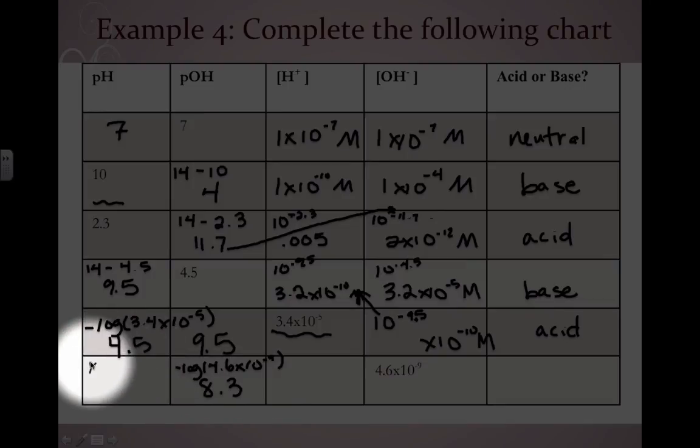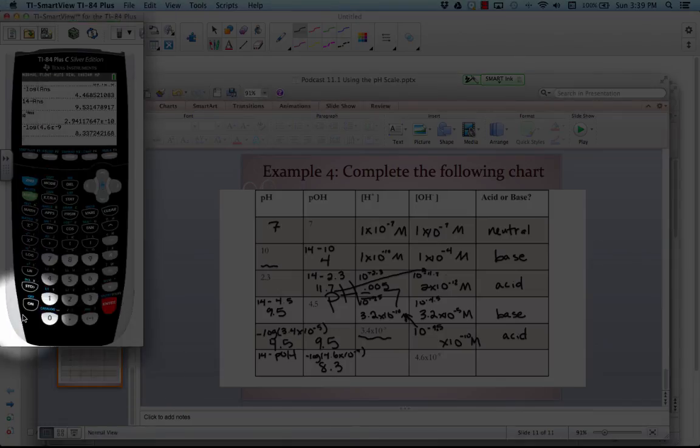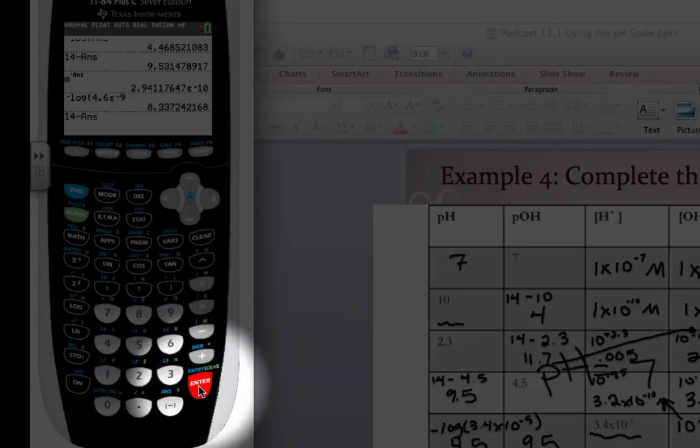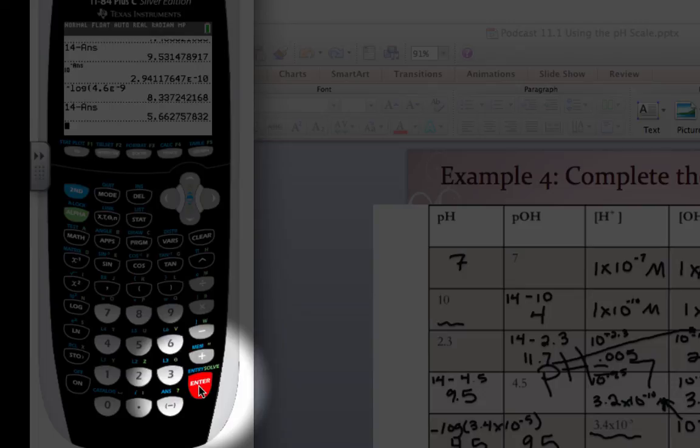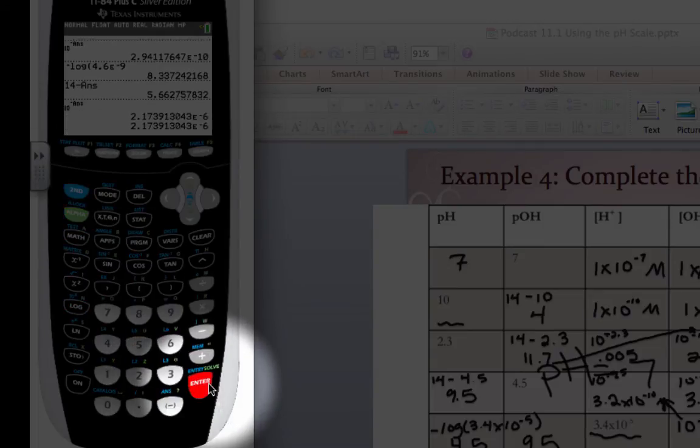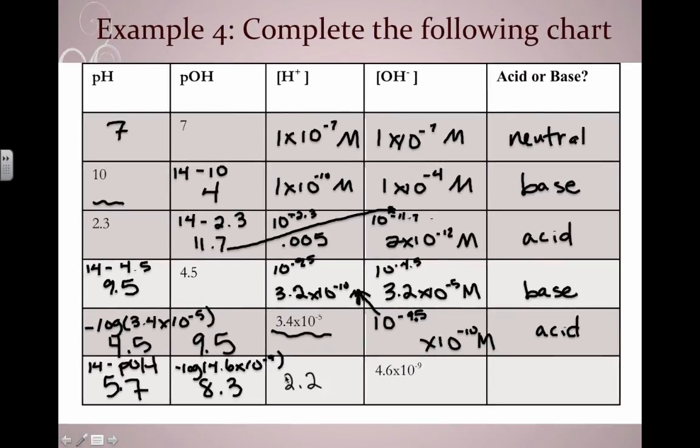Now I want to do 14 minus the pOH over here to get my pH. And while I'm at it, I'll do the concentration too. So 14 minus that answer that I had, that helps me to not have to type everything in. So 5.7 is my pH, and let's do the concentration of hydrogen ions, which will be the antilog of that negative answer. So we'll call that 2.2 times 10 to the minus 6. So 2.2 times 10 to the minus 6 is the hydrogen ion concentration. Since my pH is less than 7, this is indeed an acid.